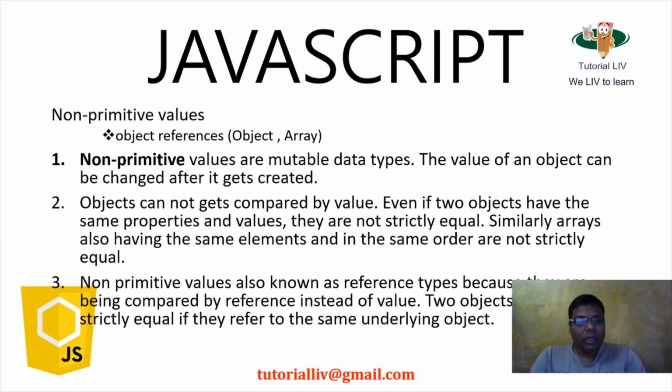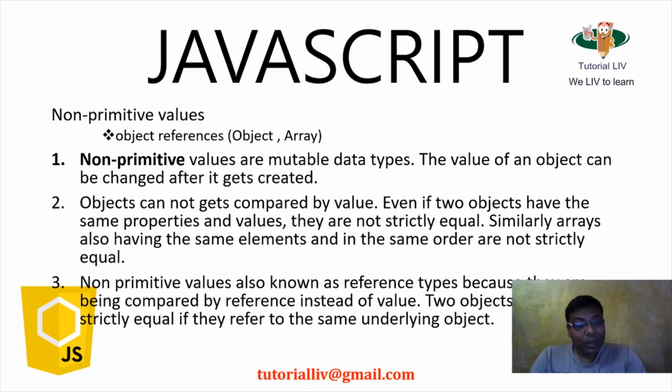So in a theoretical way, just to understand what non-primitive data types are: non-primitive data types are mutable data types. Why are we calling them mutable data types? Because we can change the values. As I already told you, object and array are non-primitive data types. So we can change the value of an array or an object once it has been created. After that also we can change the values of these data types. So that's why non-primitive data types are mutable data types.